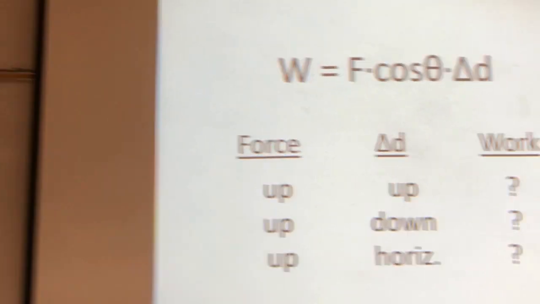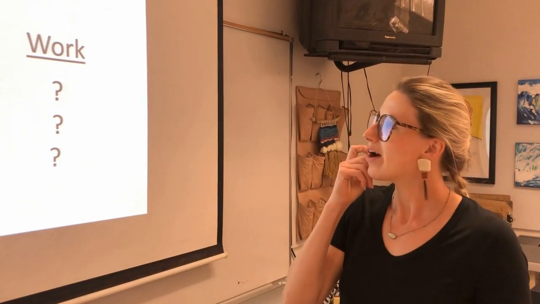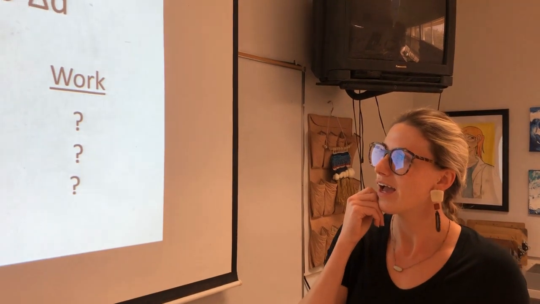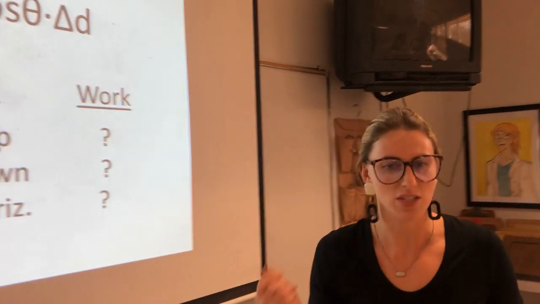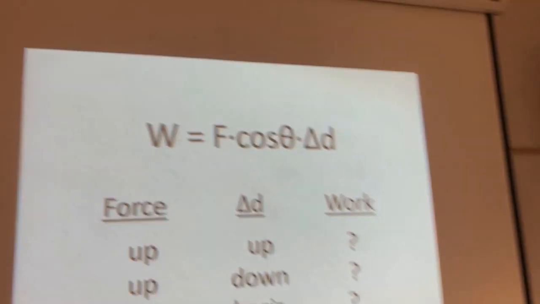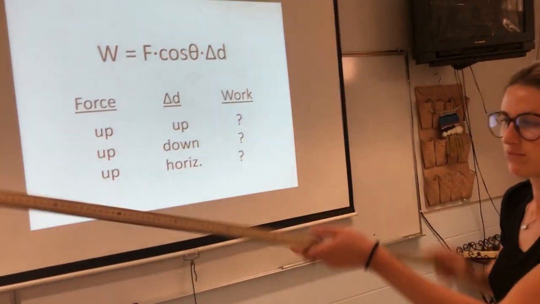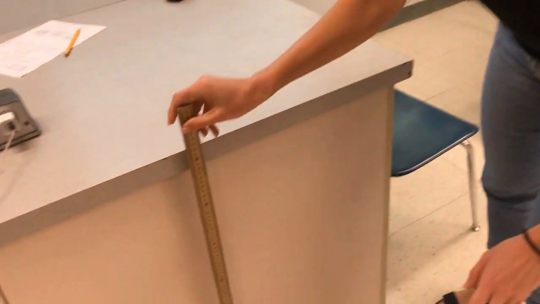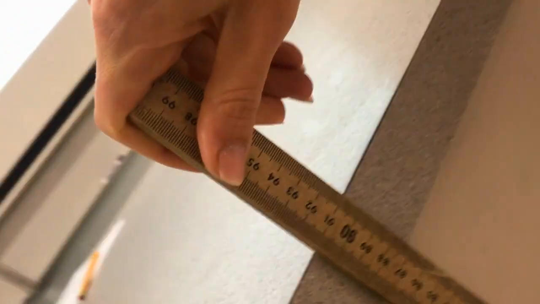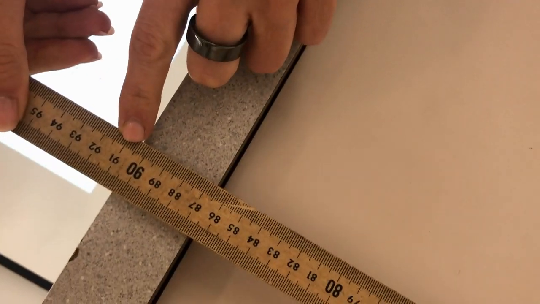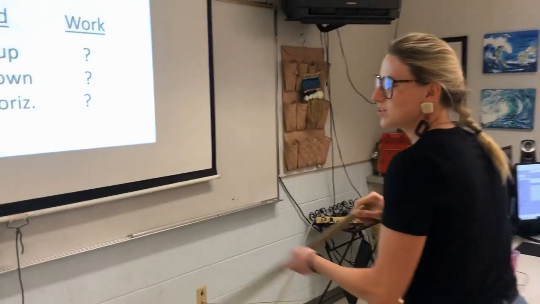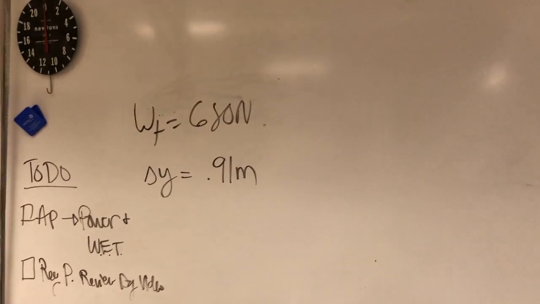Could we calculate the work as I go up? Well, you'd need to know how much you weigh first, the work you're doing against gravity. And then what else do we need to know? Well, the displacement. If we measure this, that's 0.91 meters. And what if I told you my weight was 680 newtons?